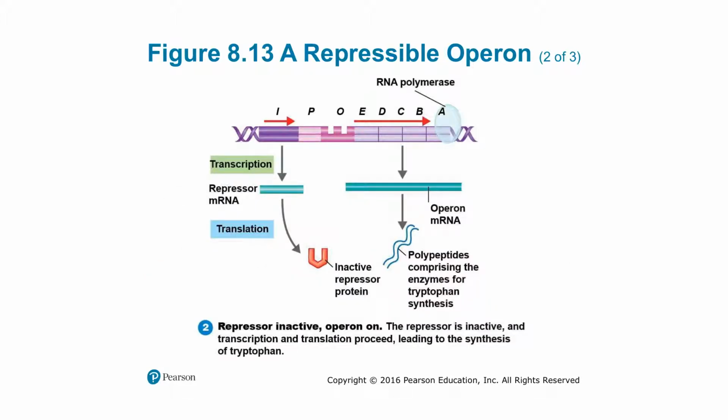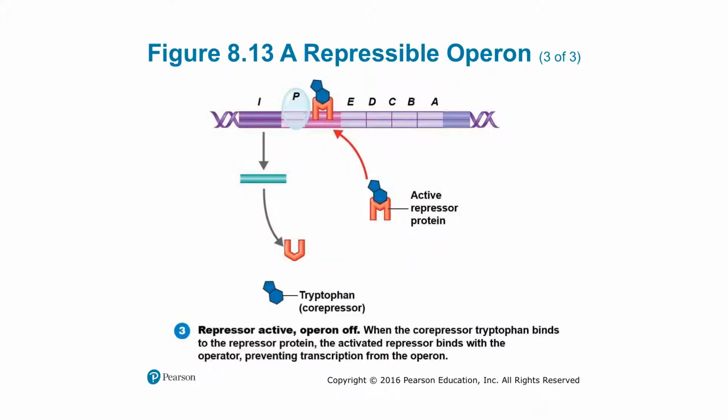And so in this case, we have the repressor being inactive, and the transcription and translation proceed, leading to the synthesis of tryptophan. But when we have the tryptophan there and the repressor is active, the operon gets turned off. The co-repressor tryptophan binds to that repressor protein, and the activated repressor binds with the operator, preventing the transcription from the operon.